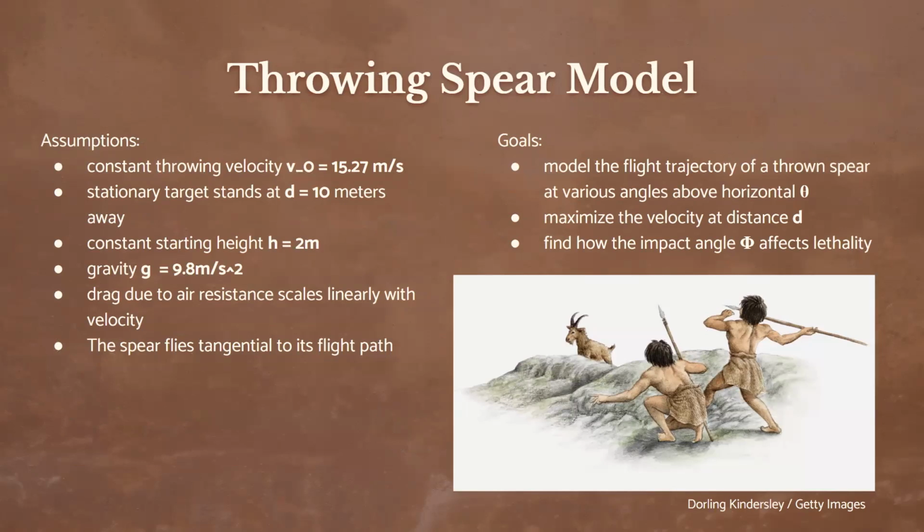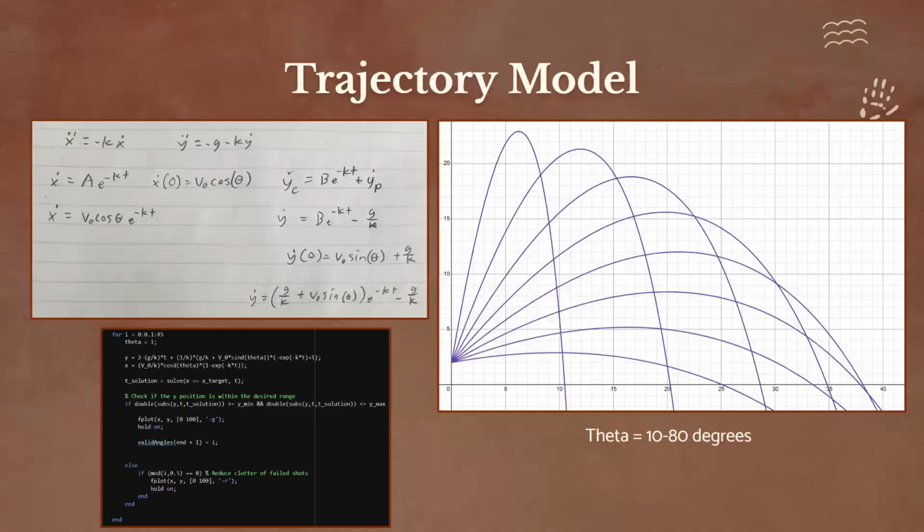Our goal for this model is to model the flight trajectory of a thrown spear at various different throwing angles, to maximize the velocity at a distance, and to find how the impact angle affects lethality. For the trajectory model, we modeled trajectory with an air resistance that scales linearly to velocity. Air resistance was modeled with parameter K, which went from 0 to 1. We picked 0.3 due to the spear being relatively aerodynamic, and we used differential equations to model the x and y accelerations, velocities, and positions of the spear throughout the air. We have the position graph here on the chart on the page.